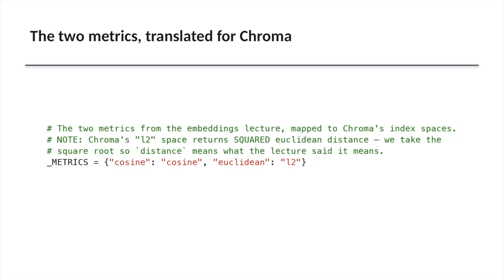First, the metrics. The lecture said cosine or Euclidean. Chroma calls these index spaces, cosine and L2. A small dictionary maps our names to Chroma's, and the comment already warns about a trap we will meet at query time. Chroma's L2 space returns the square of the Euclidean distance, not the distance itself.